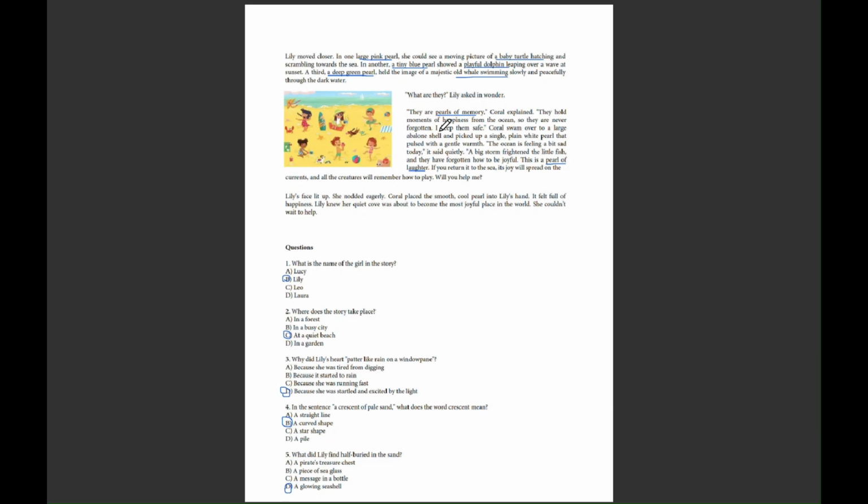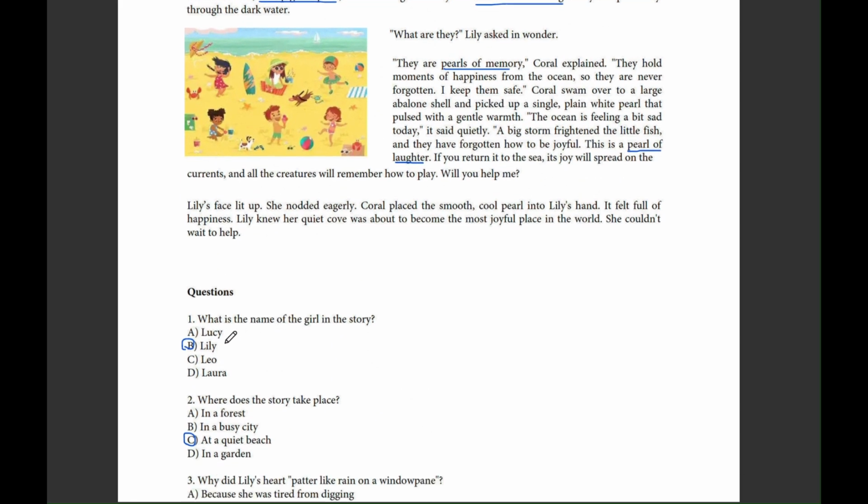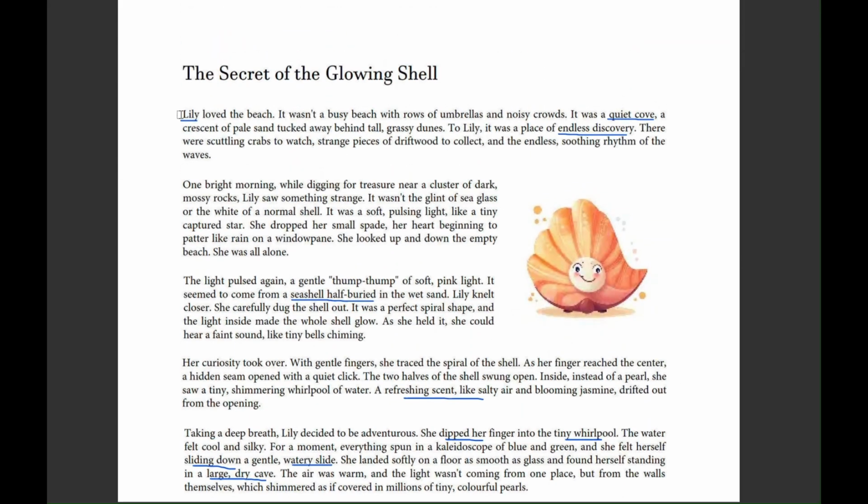English section. What is the name of the girl in the story? Choices: A. Lucy, B. Lily, C. Leo, D. Laura. Why not A, C, D? They are not the girl in the story. Answer: B. Lily. Explanation. The story names the main character Lily.